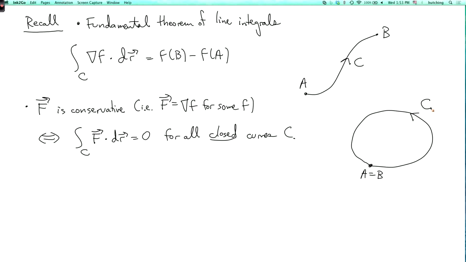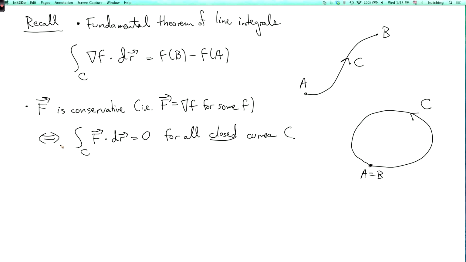Okay, so it follows immediately from the fundamental theorem of line integrals that if F is the gradient of something, then the integral around a closed curve is 0. And going the other way, given a vector field with this property, we had to define a potential by integrating along curves, and then checking that it has the correct partial derivatives.